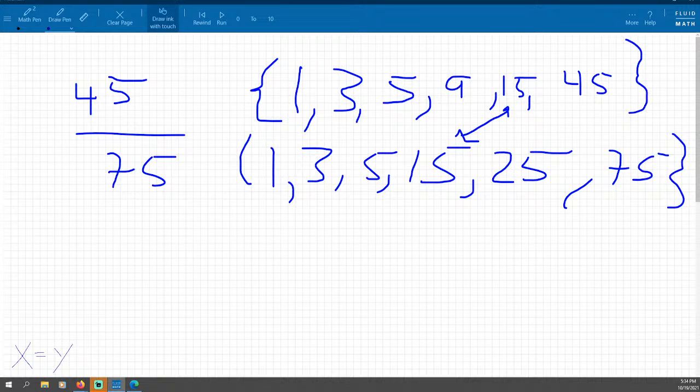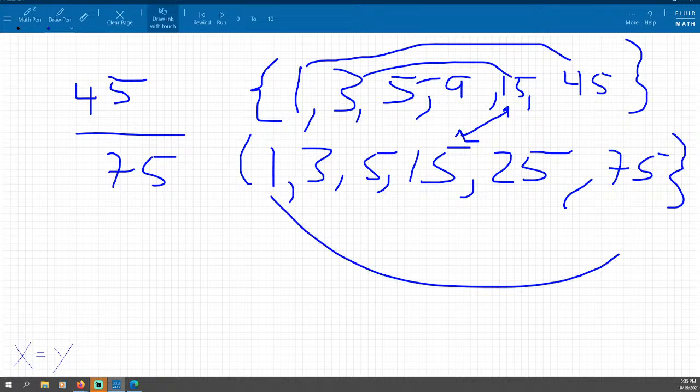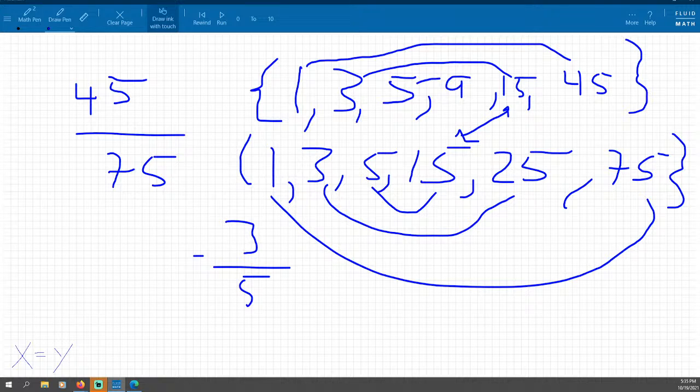Common. So now we got to find out how many times 15 goes into 45. We can use this little chart we drew right here because 1, 3, that's what equals 45. What equals 75? 1 and 75, 3 and 25, 5 and 15. So we know 15 goes into 45 3 times. And we know that 15 goes into 75 5 times. So 3/5 is your answer.